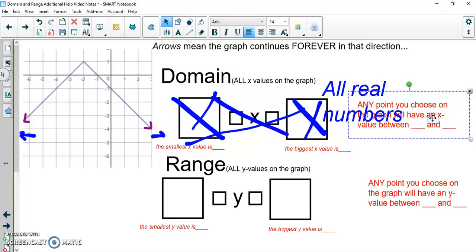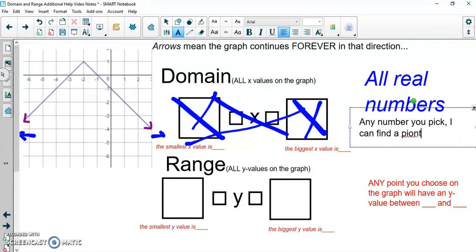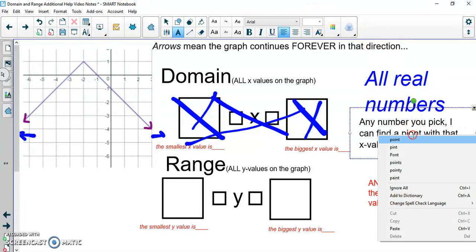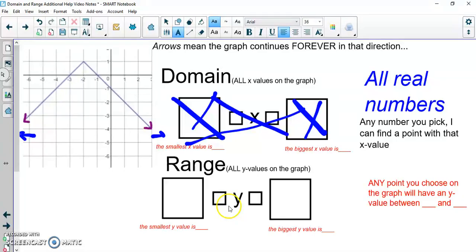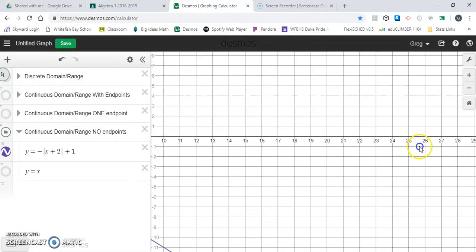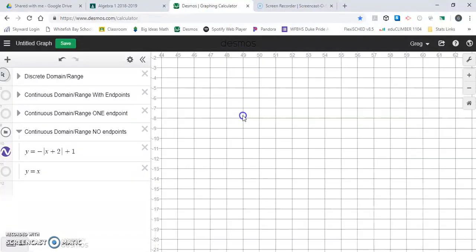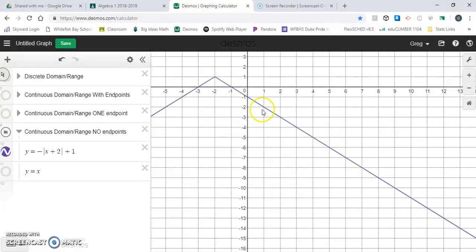What we're saying there is if you pick a number, any number you pick, I can find a point with that x value. So if you pick 104, I can go to this graph and find where x is equal to 104, and there will be a point there. If you give me 1.6, I can find where that point is. So again, anything can be for the x value.